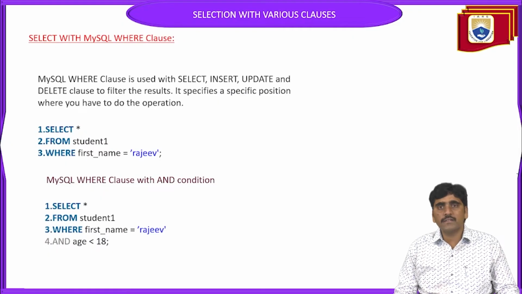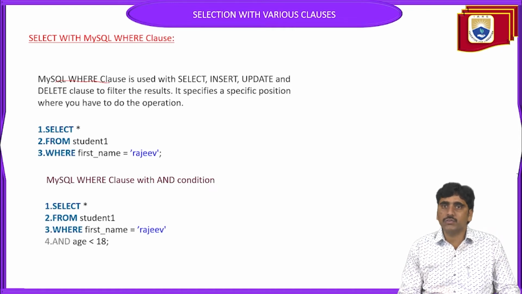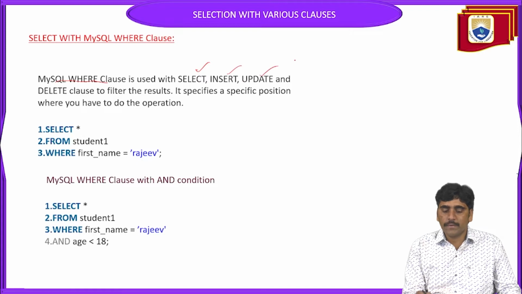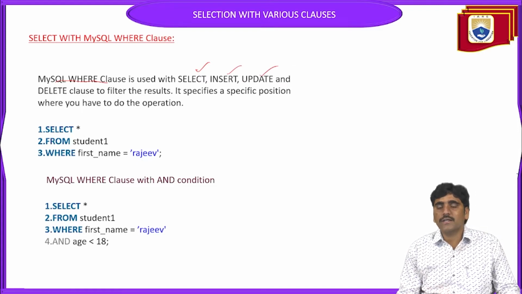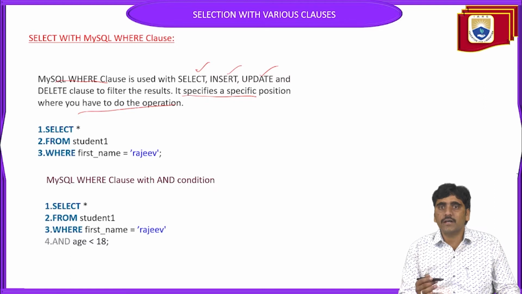So, selection with the MySQL WHERE clause. We already know the selection of tuples based on the condition of the WHERE clause. The MySQL WHERE clause is used with select, insert, update and delete statements to filter the result. We need to filter the result and, based on that filtering, retrieve one particular value. It specifies the condition on which you are going to retrieve the result. So for this purpose, we use selection with the WHERE clause. The main importance of utilizing it is to filter the data and retrieve the data based on the filter conditions.